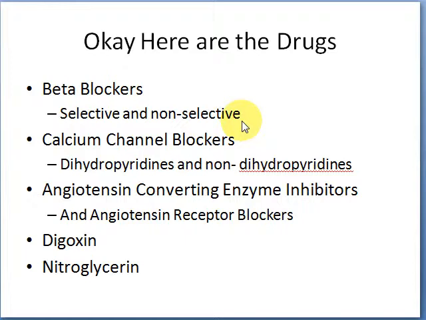Then there's the calcium channel blockers. And there's 2 types of those. They have fancy names: dihydropyridines and then the non-dihydropyridines. So basically understand that the dihydropyridines have to do largely with blood pressure regulation, and the non-dihydropyridines act really just like beta blockers with just rate reduction. So very different, although they're calcium channel blockers.